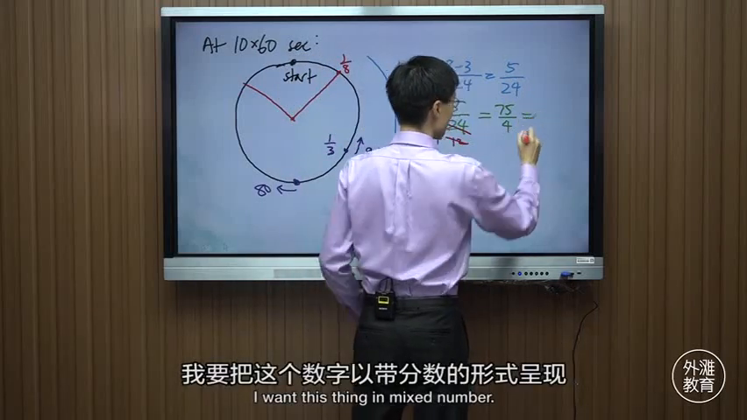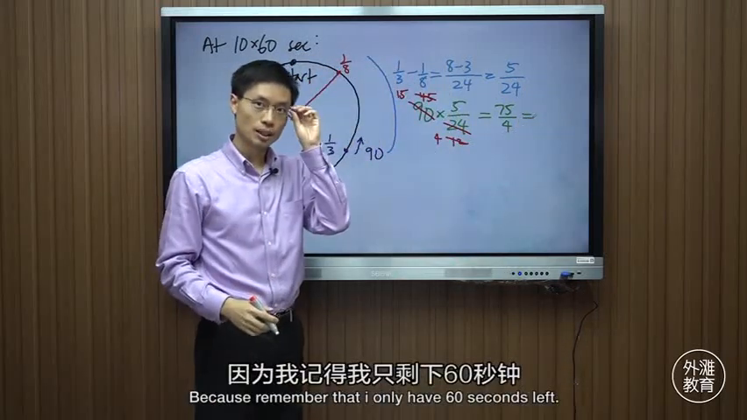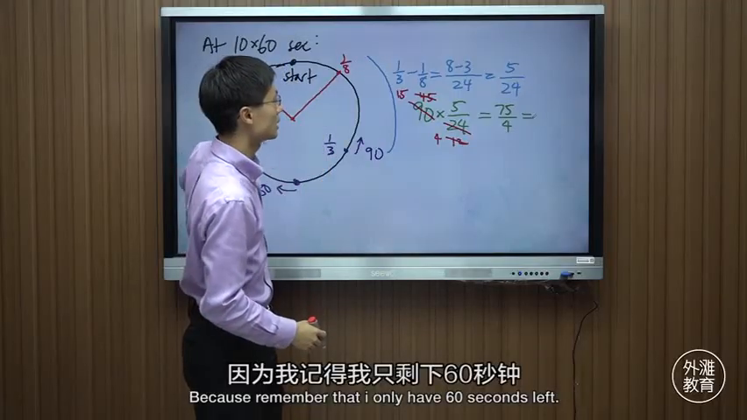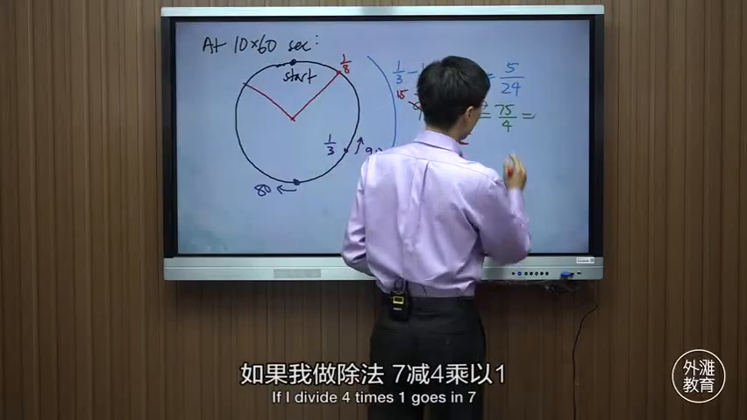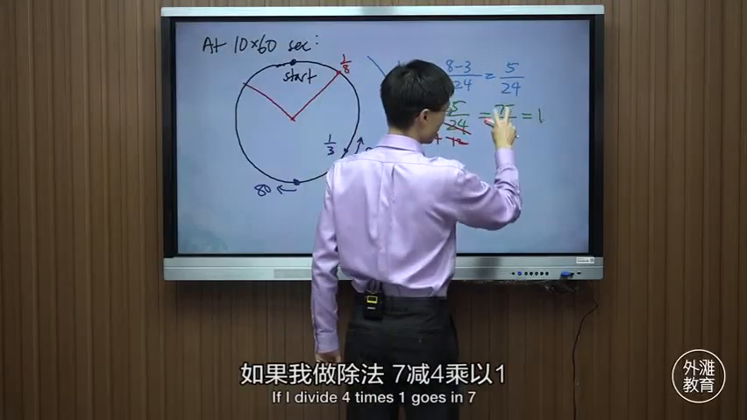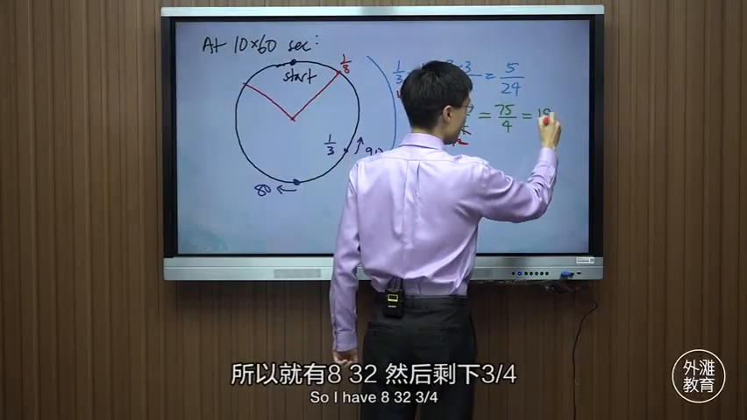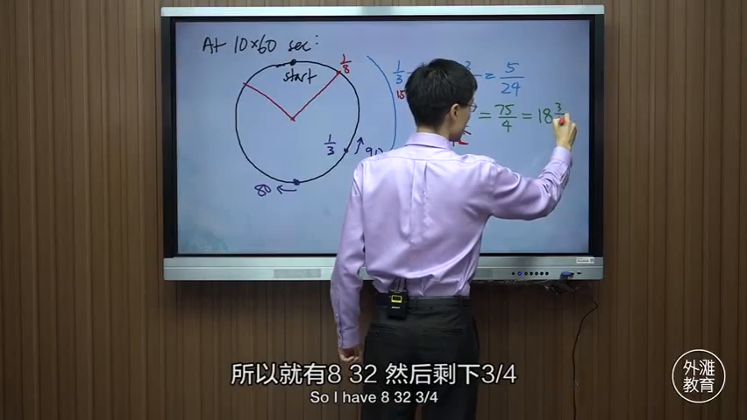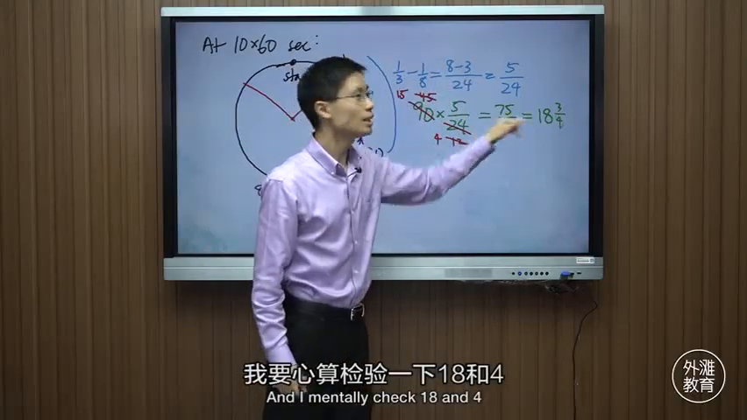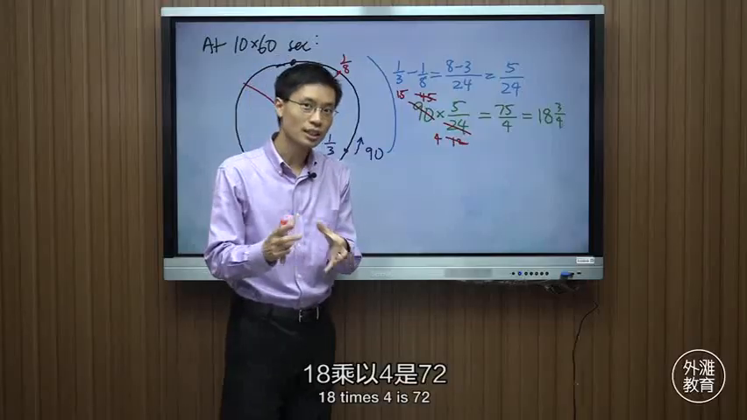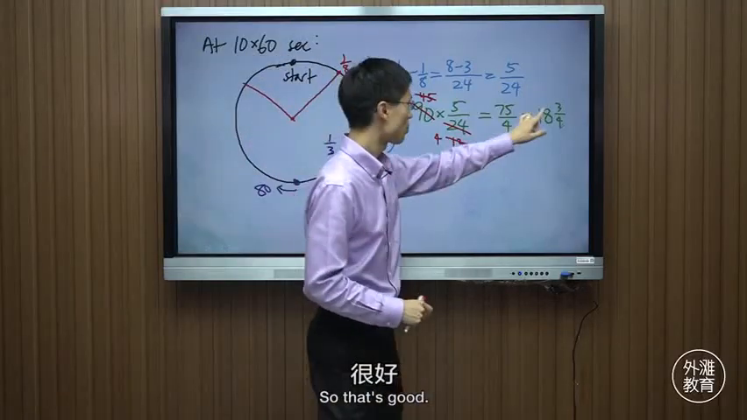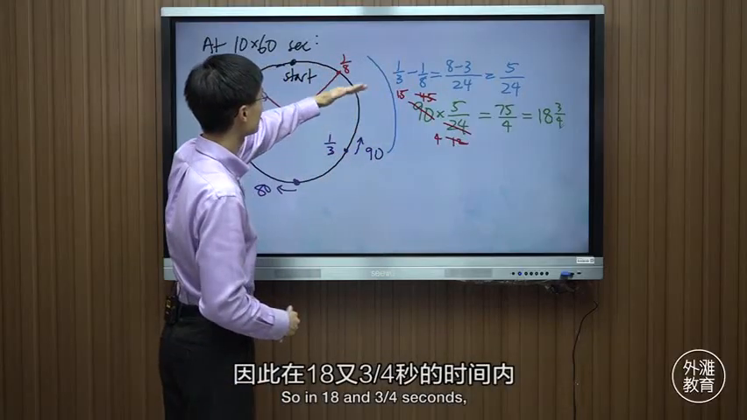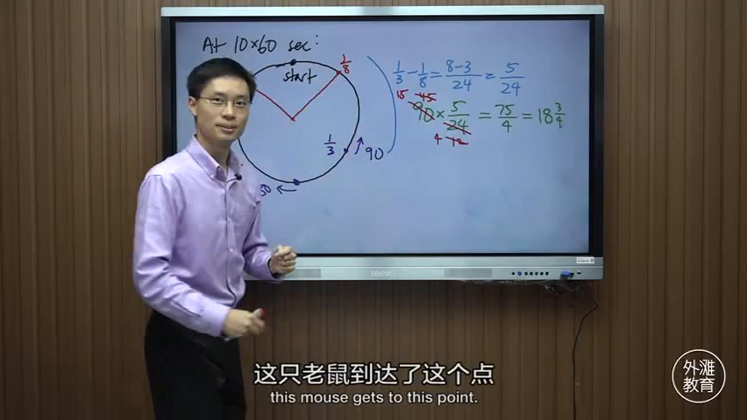I want this in a mixed number because remember that I only have 60 seconds left, and I'm curious how much of that 60 seconds this is. If I divide, 4 times 1 goes into 7, 35 is left over, so I have an 18 and 3/4. And I mentally check, 18 and 4, those are friends. 18 times 4 is 72. That's a common thing that you multiply. So that's good. So in 18 and 3/4 seconds, this mouse gets to this point.